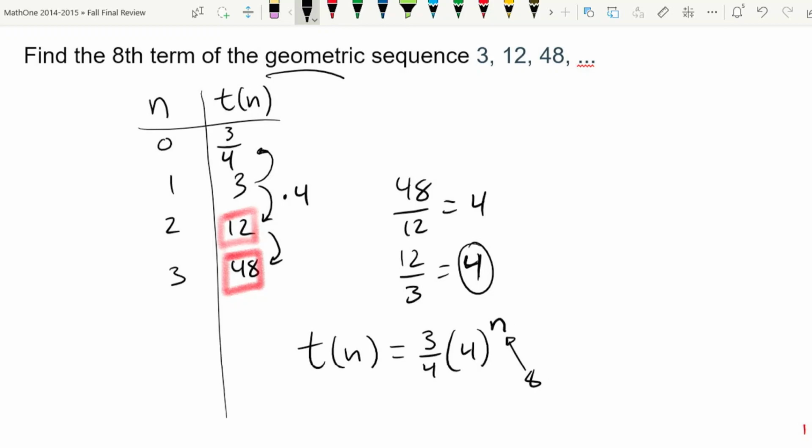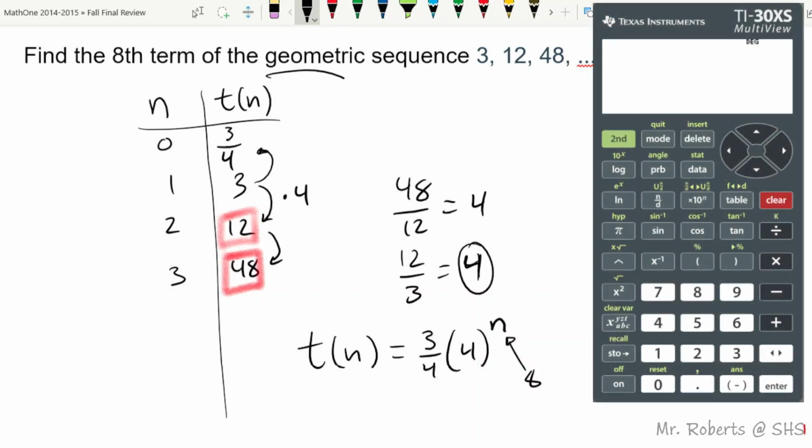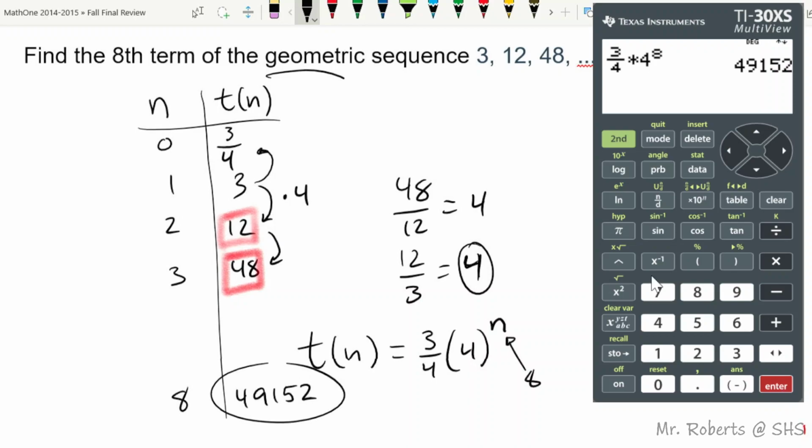Let me grab my calculator. I'll go ahead and enter 3/4, and then times 4. Well, I didn't hit times. Let me do times 4 raised to the 8th power, and I get that the eighth term should be 49,152. A couple ways I can check that.